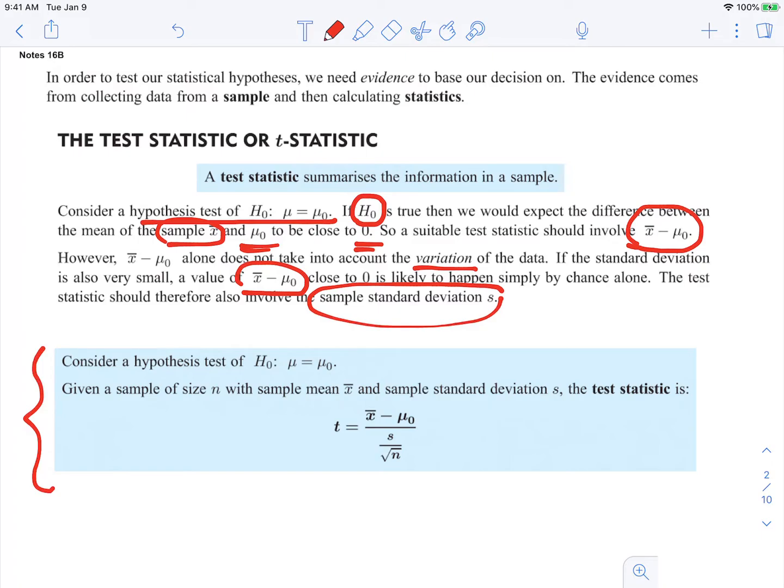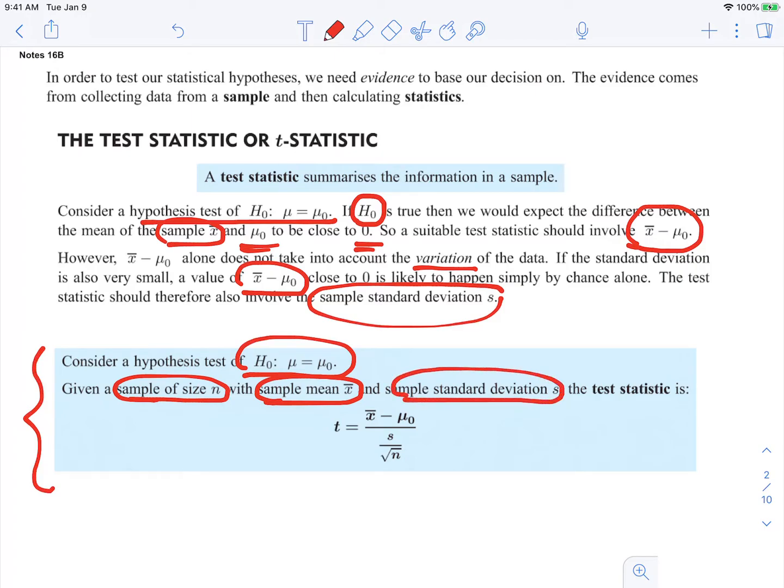So consider that hypothesis test. Given a sample of n, that's your sample size, how many items you collected, then you have your sample mean, your average, and your standard deviation S. Those things will go into this equation. You will not have to memorize that equation for your t-test. So this is the formula for your t-test.